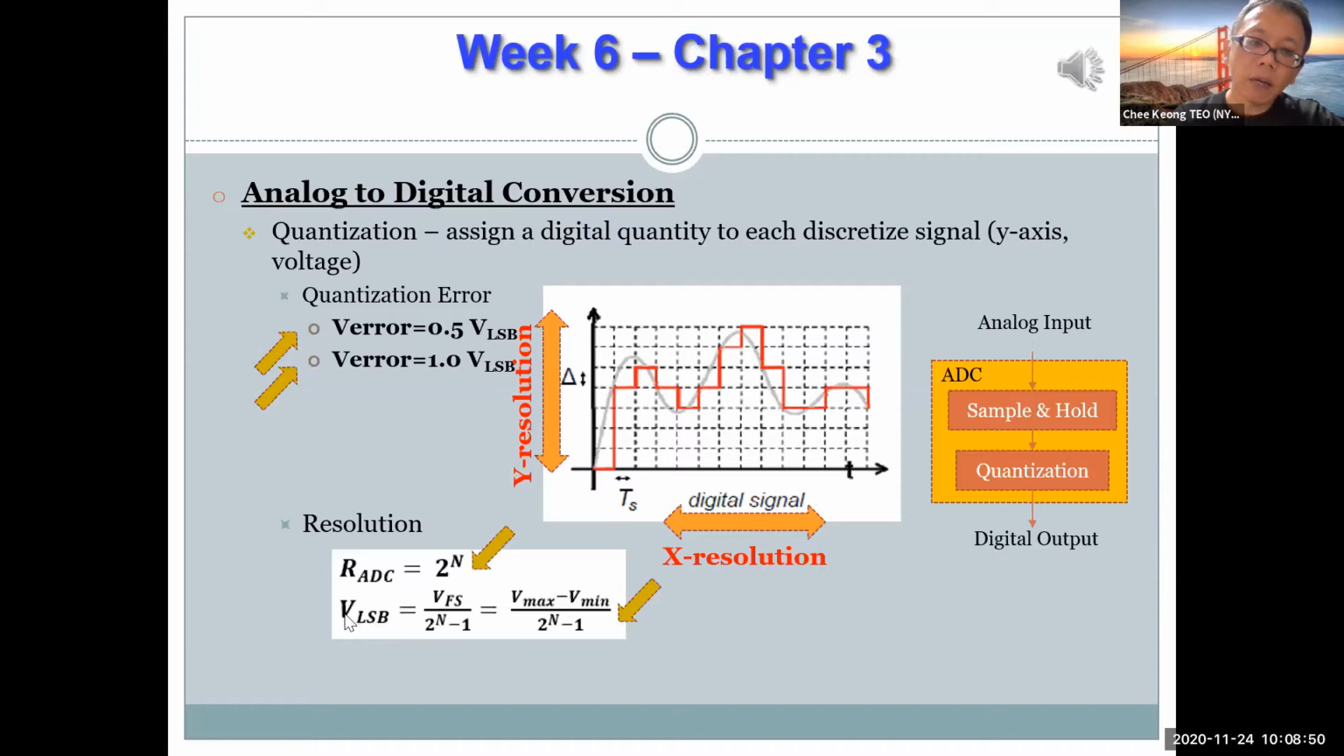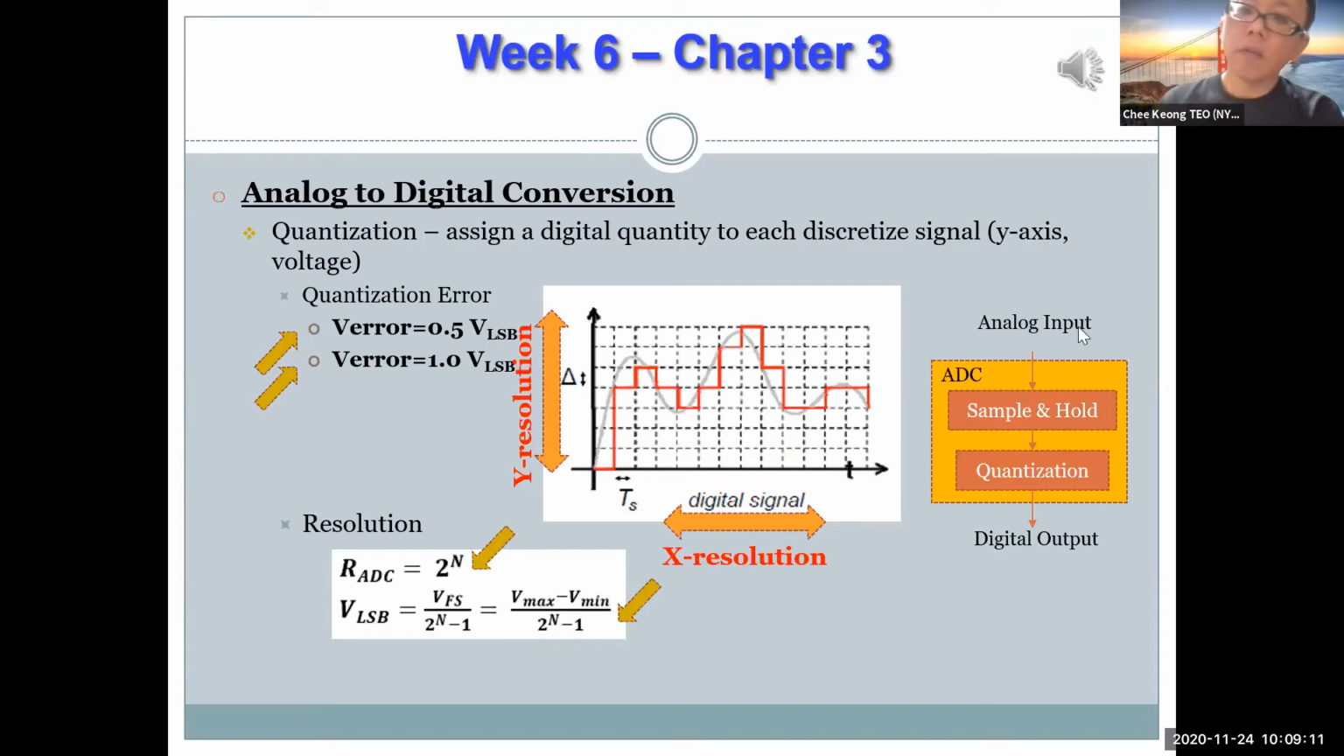Now, of course, the VLSB will be given by your V full scale. As we know, it is the V full scale voltage divided by the number of intervals. And the number of intervals is basically 2 to the power of n minus 1, right? Because there's one level less. If the number of levels is 8, then the number of intervals will be 7. So therefore, it's 2 to the power of n minus 1. This is quite straightforward.